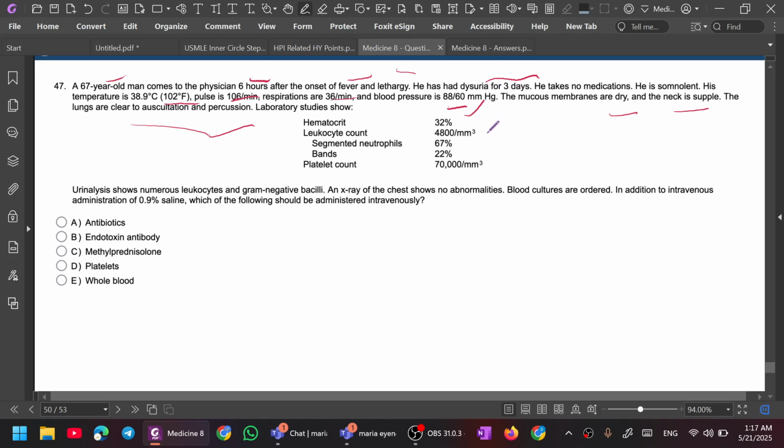Hematocrit 32%, leukocytes 4,800, neutrophils 67, bands 22, and low platelets at 70,000. Urine analysis shows numerous leukocytes and gram-negative bacilli. An X-ray of the chest shows no abnormality. Blood cultures are ordered, along with IV administration of 0.9% sodium chloride. Which of the following should be administered intravenously?